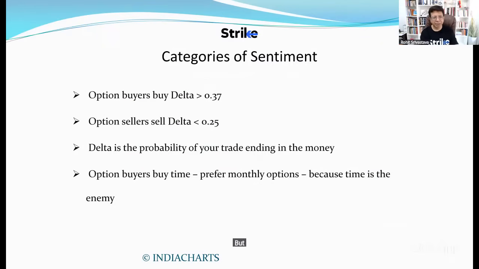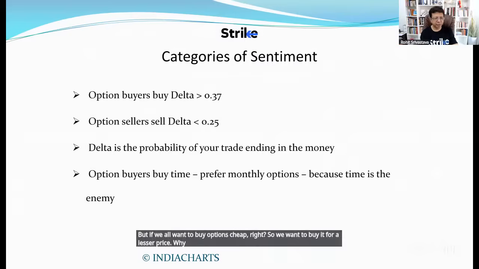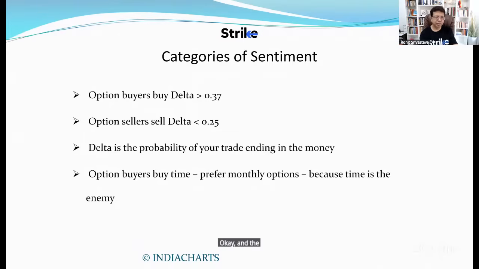But we all want to buy options cheap, right? So we want to buy it for a lesser price. Why pay 500 for something when you can pay 300 for it by going slightly out of the money? The only thing is you can't go too far out of the money, because then the probability of going in the money becomes low, and therefore the probability of winning on that option is also reduced. And the loss can therefore be more if you are far out of the money.